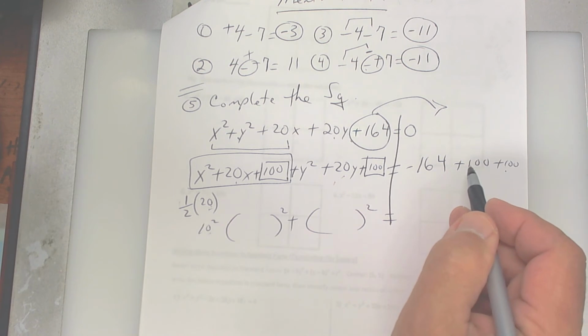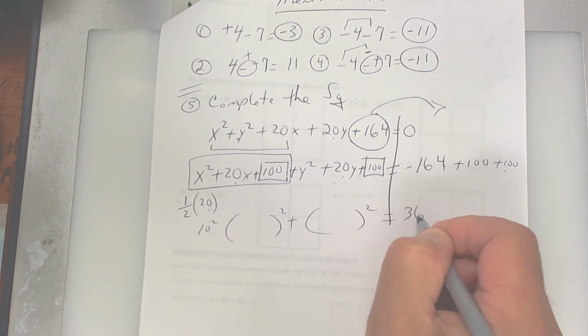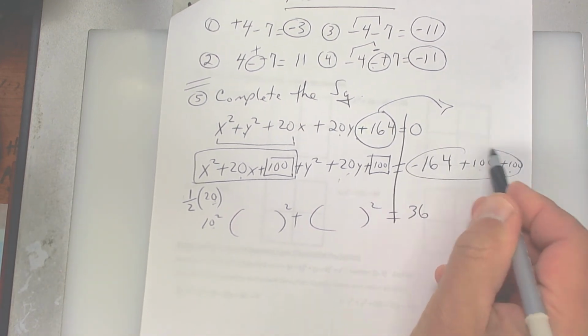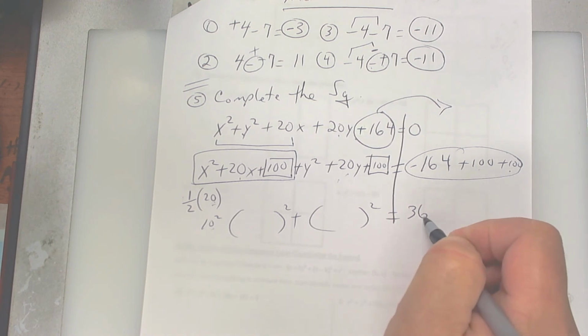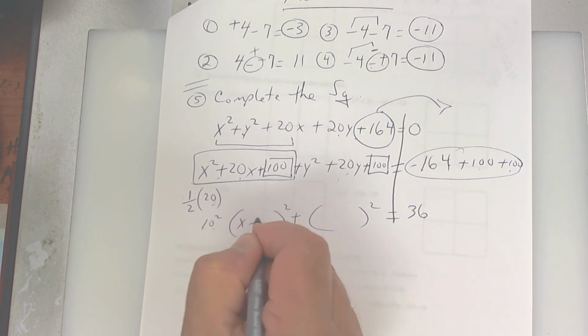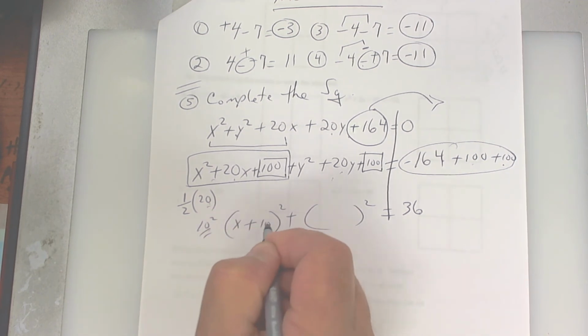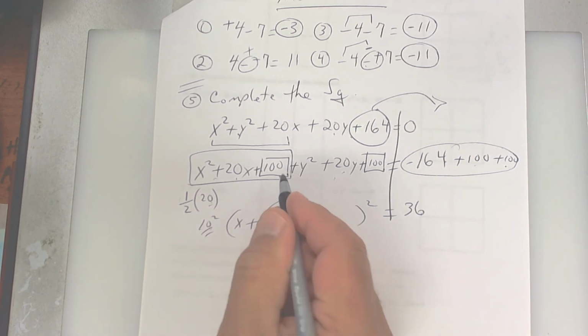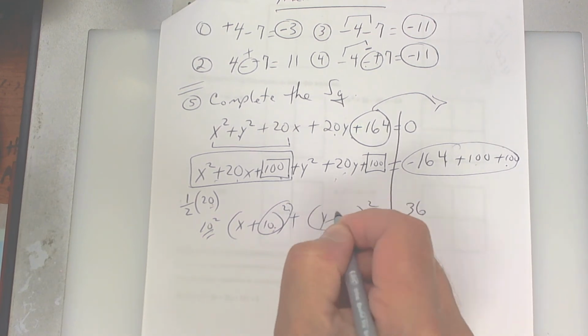This right here is 200. I guess that's 36. You can check it on your calculator. Okay, and that's good because that's perfect. So this becomes, they're both pluses, so it's going to be x plus 10, 10 times 10. See that right there? 10 times 10 is 100. And this one's going to be y plus 10.